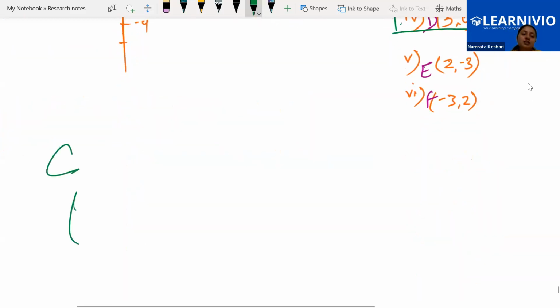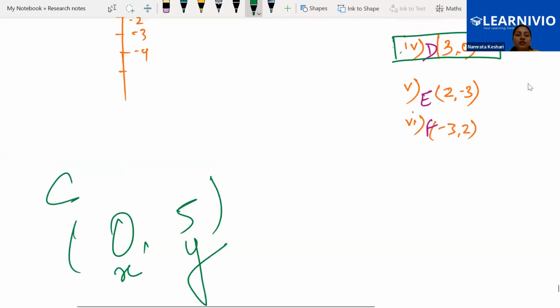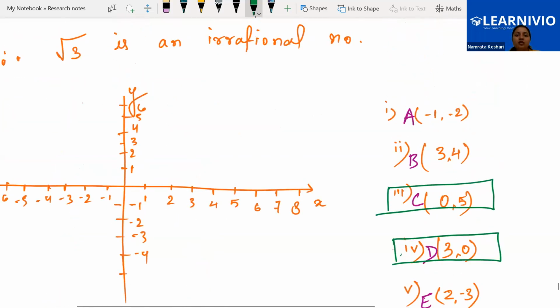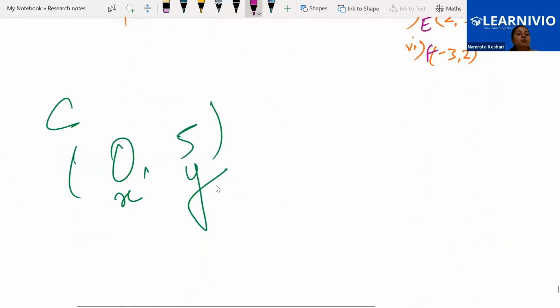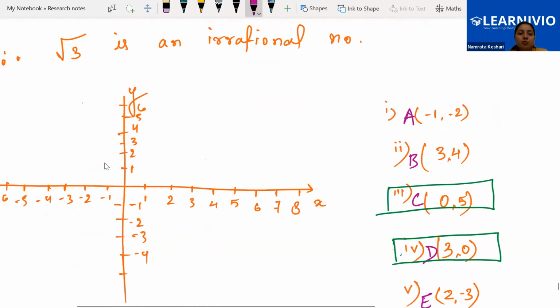Point C is (0, 5). That means X is 0. Whenever you are going to locate a point, write it this way: X is 0 and Y is 5. X is 0, that means X is nothing. What is X? Nothing. What is Y? 5. Is Y positive 5 or negative 5? Y is positive 5. What is X? Nothing. 0 means nothing. That means the point will be at Y equals positive 5.